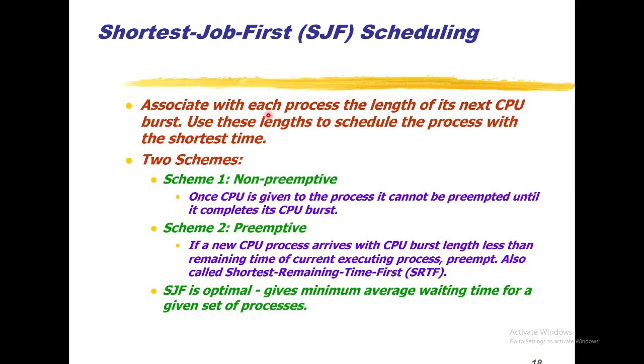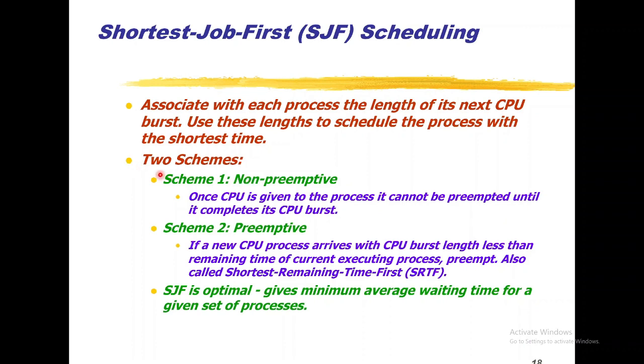Now let's look at shortest job first. Shortest job first scheduling associates with each process the length of its next CPU burst time. Use this length to schedule the process with the shortest time. So here we are looking for the process that has the shortest burst time. The shorter you are, the higher your priority; you'll be taken first before the next one.